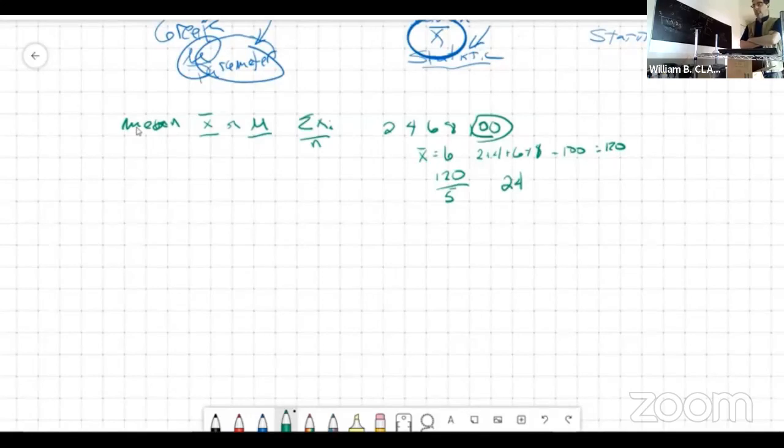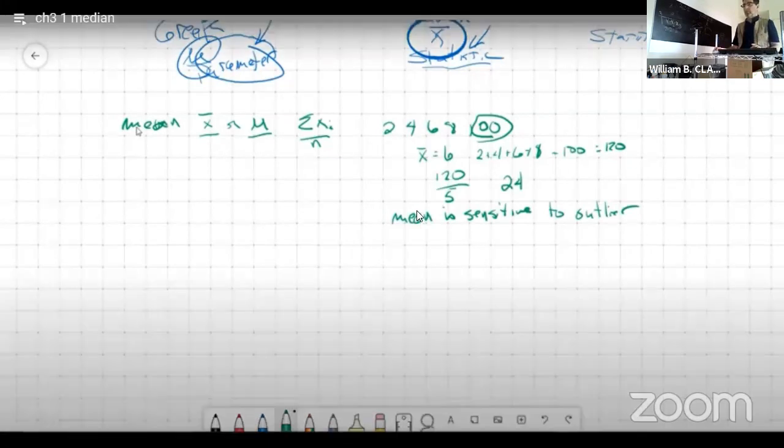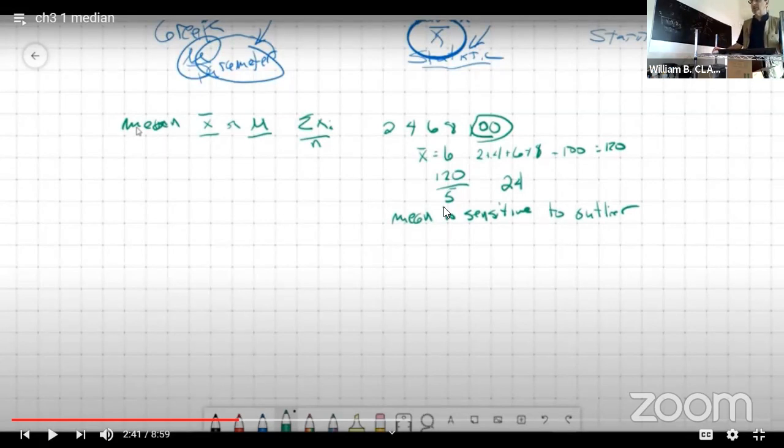So therefore, we can say that the mean is sensitive to these big numbers. We called it an outlier. So you can say the mean is sensitive to that, meaning if you have an outlier, it's going to really change things. You might say, what do you mean by sensitive? Well, I mean sensitive as compared to the next thing we're going to talk about, which is not going to be so-called sensitive to outliers. So we're going to talk about the median soon.